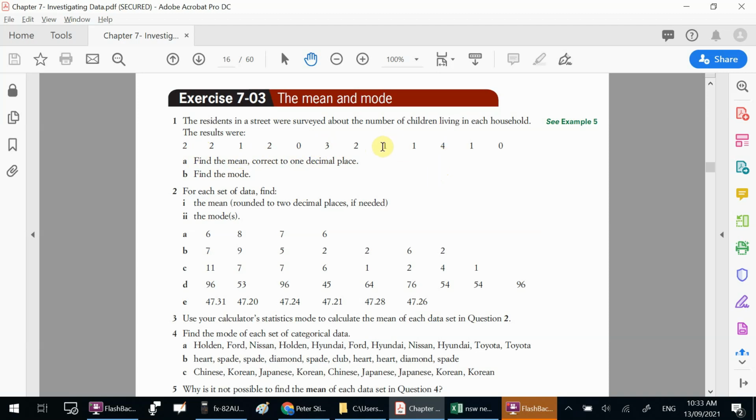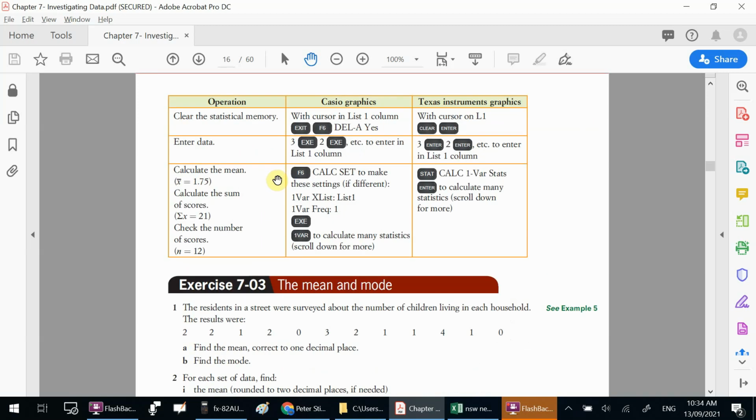So because 1 and 2, that's the households with one child, there's the same number of households that have 2 children. So 1 and 2 are the mode, both of them, because they both got the most occurring. So the mode is 2 and 1, both, because they've both got 4.